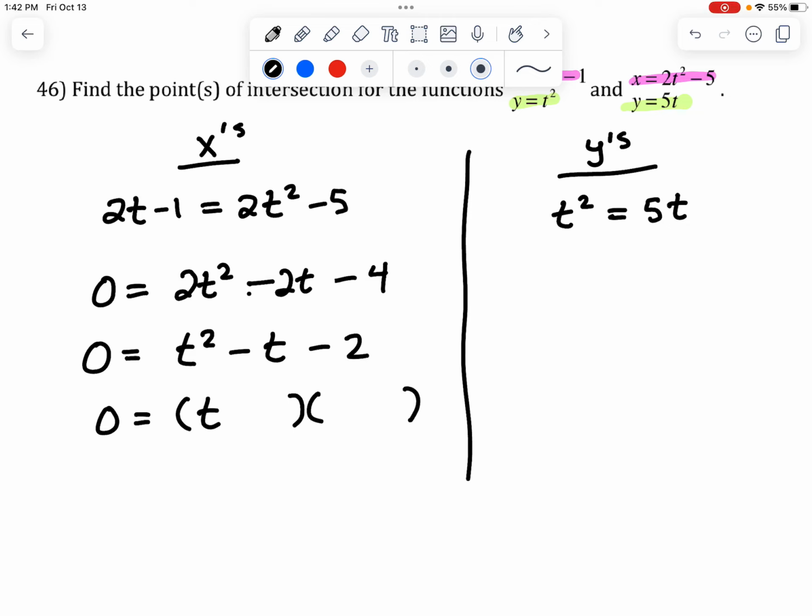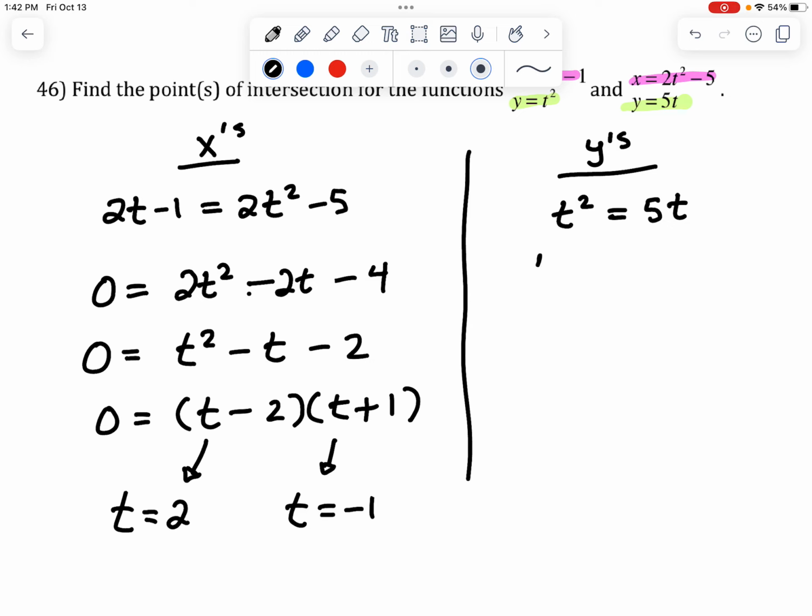So t times t would give us t squared, and then use a 2 and a 1. And then the middle number needs to be negative, so put a negative on the 2 and a positive on the 1. Let me double check. This would be negative 2t. This would be positive t, which would leave behind a negative t, so I factored it correctly. And then that means that the x values are going to be the same when t equals 2. The x values will be the same when t equals negative 1.